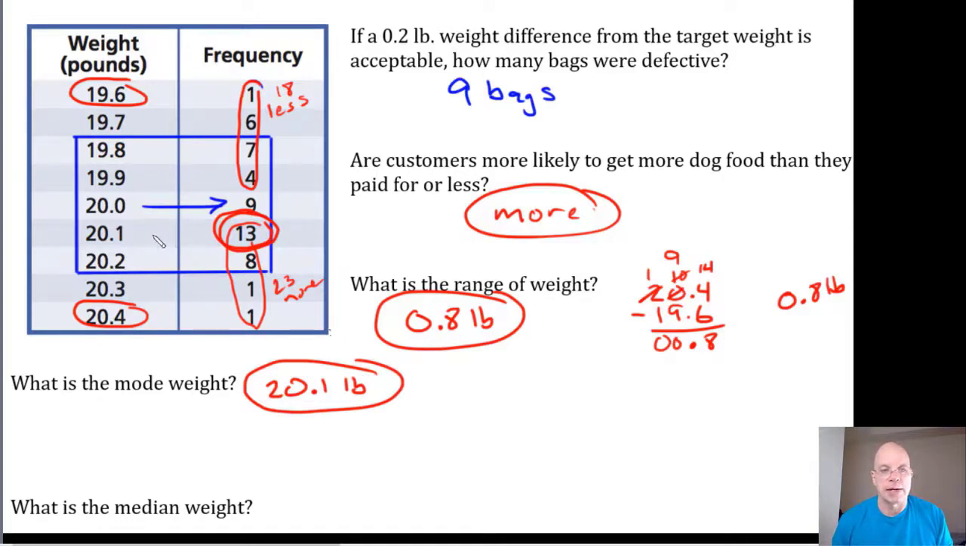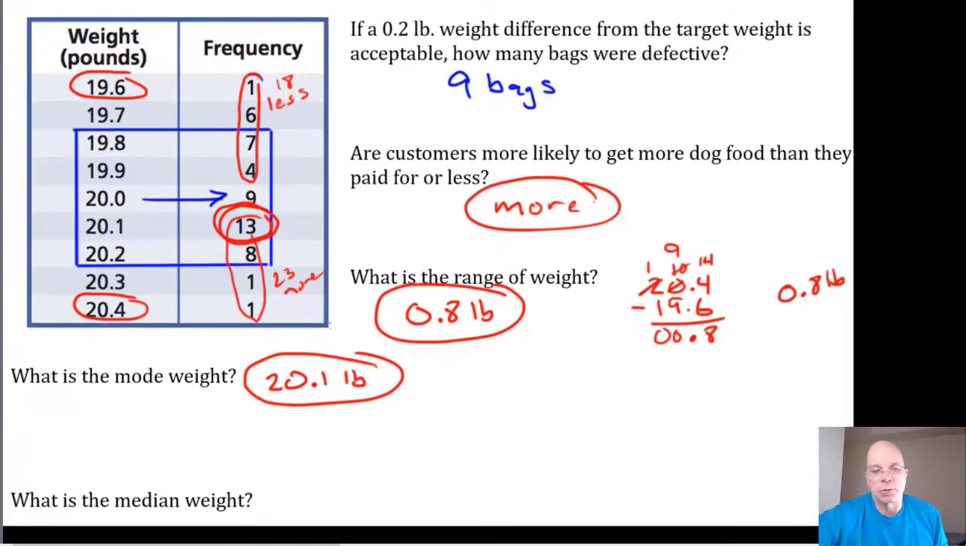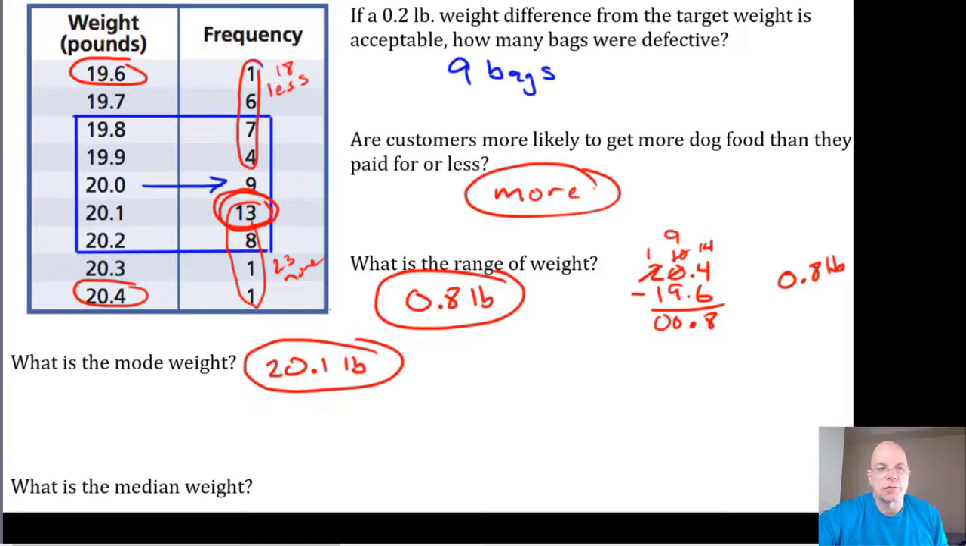So most customers are getting a little extra, which, if no manufacturing process is perfect, you'd rather serve your customers well by having most of them get a little bit more than they paid for rather than a little bit less. The median is a little more difficult.